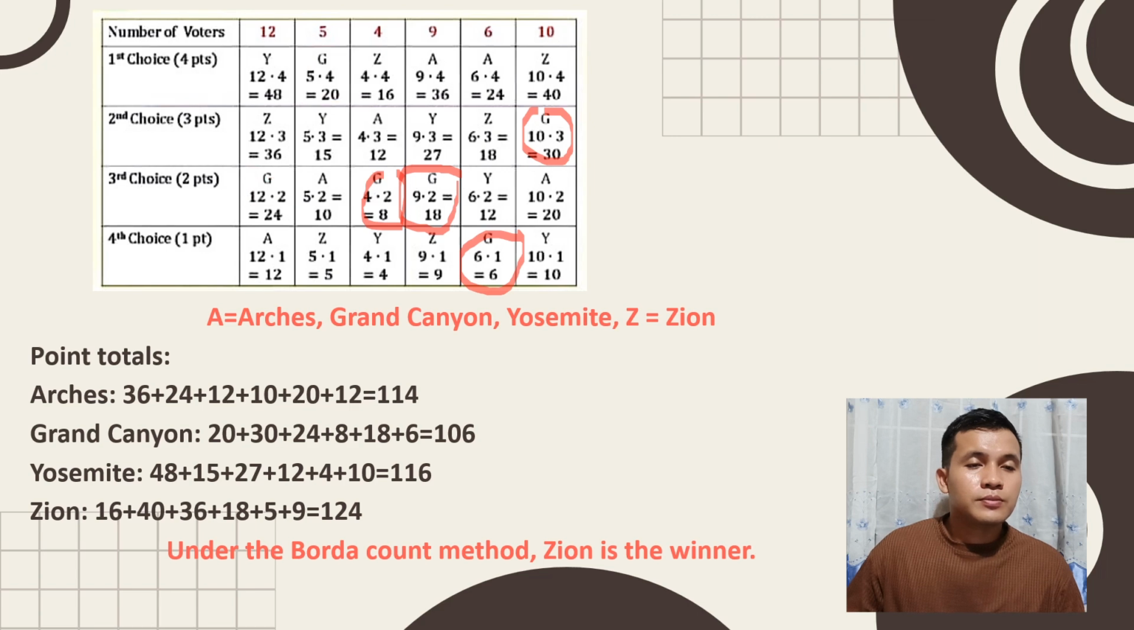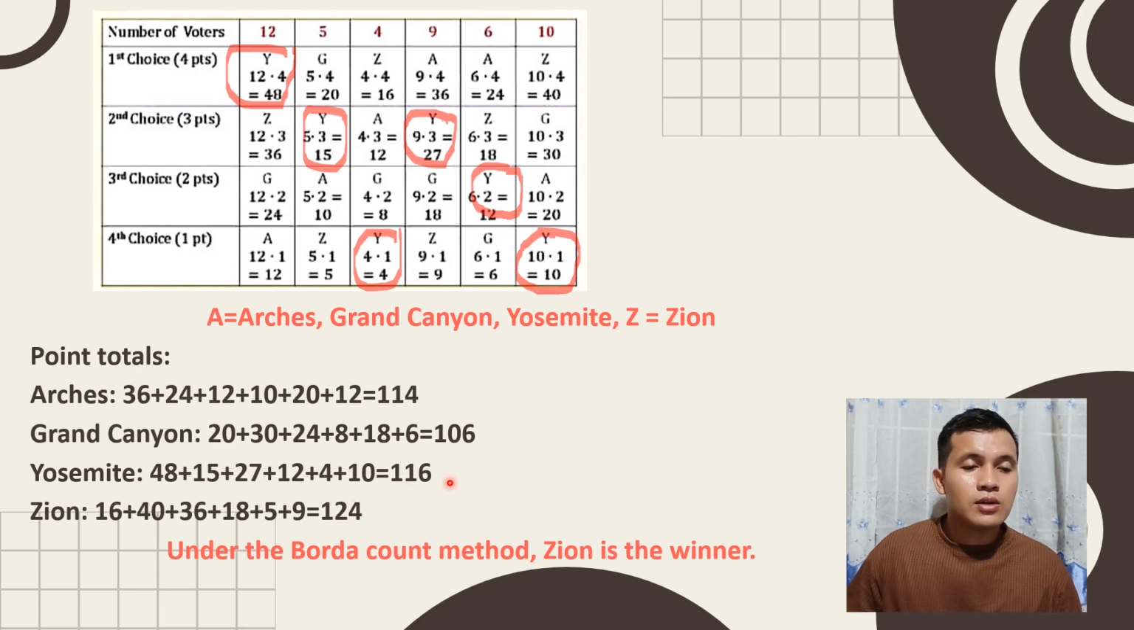And for the next one, we have the Yosemite. In the first row, we have 1. Then second row, we have 2. Then the third row, we have 1. And for the last row, we have 2 also. So to get the total points for Yosemite, we have 48 plus 15 plus 27 plus 12 plus 4 plus 10 equals 116. So in total, we have 116 points garnered for the Yosemite.